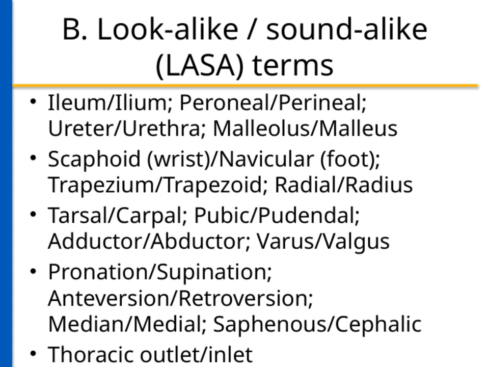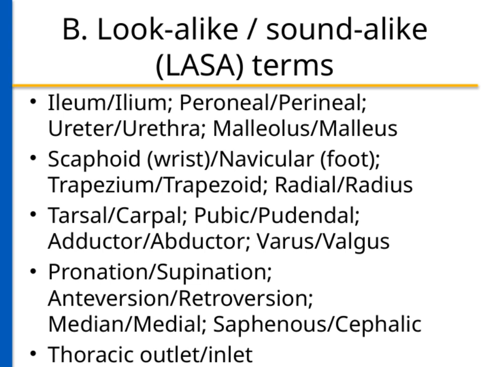Moving to the pelvis, pubic versus pudendal. Both relate to the genital and pelvic regions, but the pubic is a bone, while pudendal refers to nerves and arteries in the area. Adductor and abductor muscles. Adduct muscles bring limbs toward the midline, while abduct muscles move limbs away from it. Varus and valgus. These terms describe angulation of joints, with varus meaning inward angulation and valgus outward. Pronation and supination, referring to hand and forearm movements, where pronation turns the palm downward and supination turns it upward.